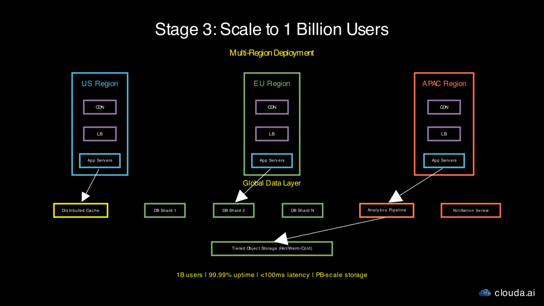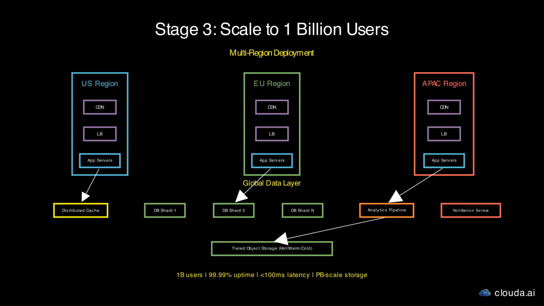Our database is now sharded by user ID across multiple shards, distributing the massive write load from 100 million daily video uploads. We use a distributed cache layer with consistent hashing to cache user profiles, video metadata, and trending content across regions. The analytics pipeline processes billions of events in real time to identify trending videos and feed the recommendation engine. Our notification service handles real-time push notifications for likes, comments, and new followers using WebSockets and message queues.